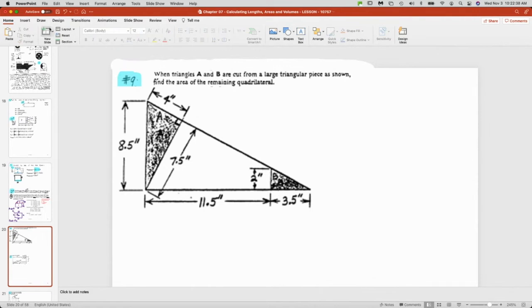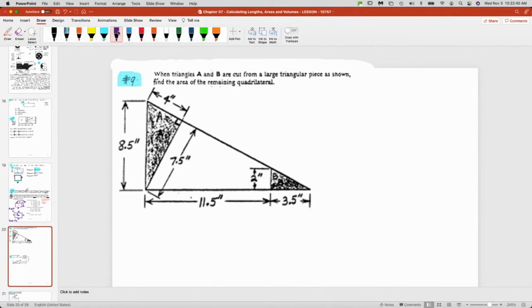The author here has written down a couple of areas in labels. I'll just label them for you as well. They call this here A, and they call this here B. Any suggestions on how to find the area that's in white, unshaded? What do you think? Let me know in the chat.